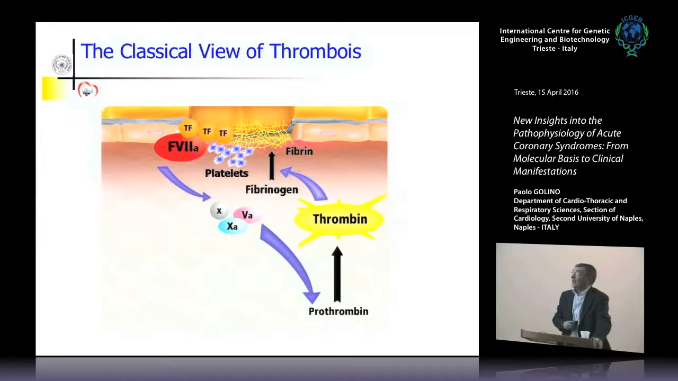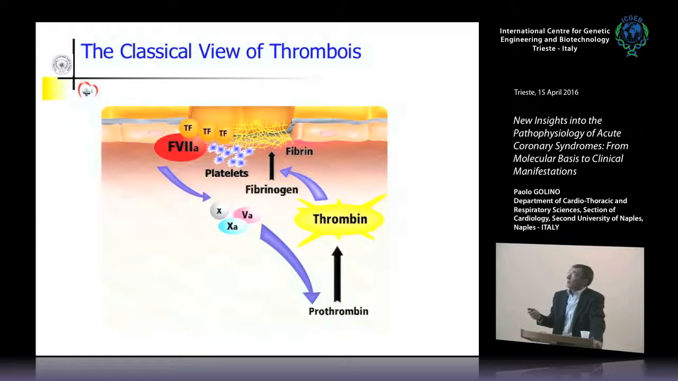Now, at that time, we had quite an old view of the thrombosis. Basically, what we thought activated thrombosis was the endothelial damage, which as a consequence exposed tissue factor to the flowing blood. Tissue factor is a transmembrane protein expressed by cells not in contact with the blood.